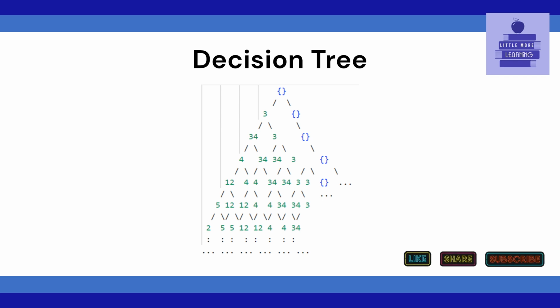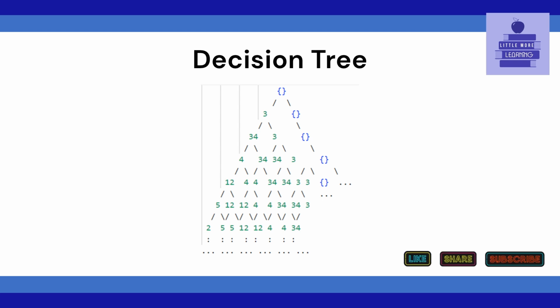subset of a given set of numbers that sums up to a target value. This can be done using backtracking, where we explore each possible subset, and if we find a subset that sums up to the target, we stop the search. Here's a diagram of the decision tree for the problem where we have a set of numbers 3, 34, 4, 12, 5, 2, and the target sum is 9.